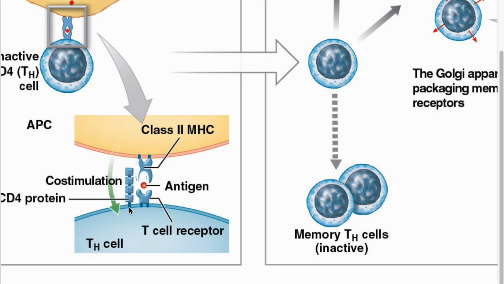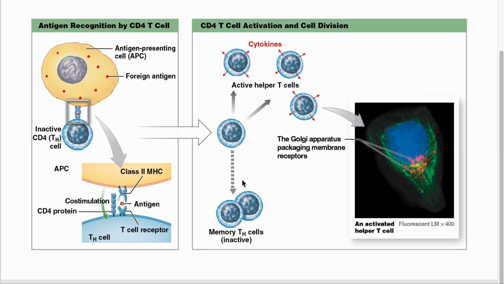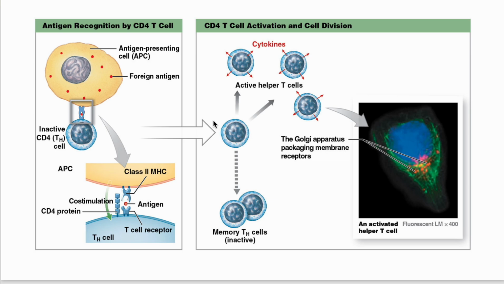You can also see the CD4 protein here. The CD4 protein is how we know this is a CD4 cell that will respond to MHC2. And then we're also going to have some kind of co-stimulation, just confirming that all of this is correct and requires a response. If we get that co-stimulation, then we will begin to activate this CD4 helper T cell.